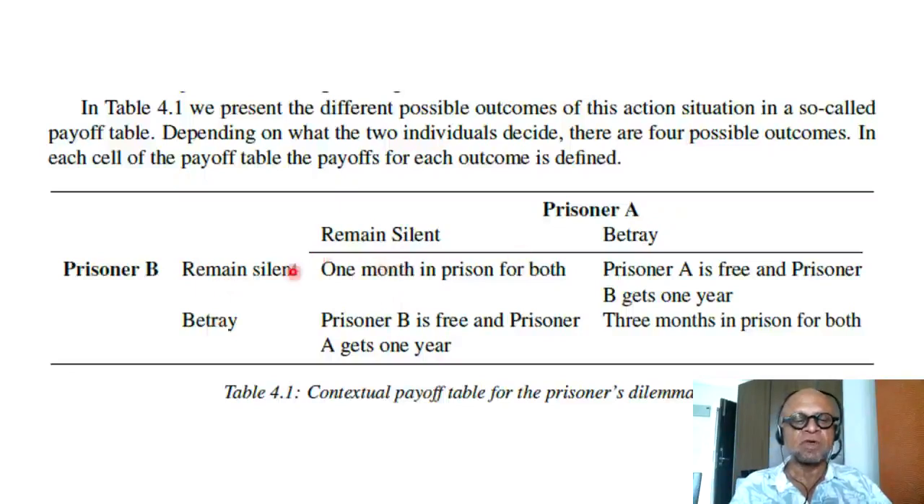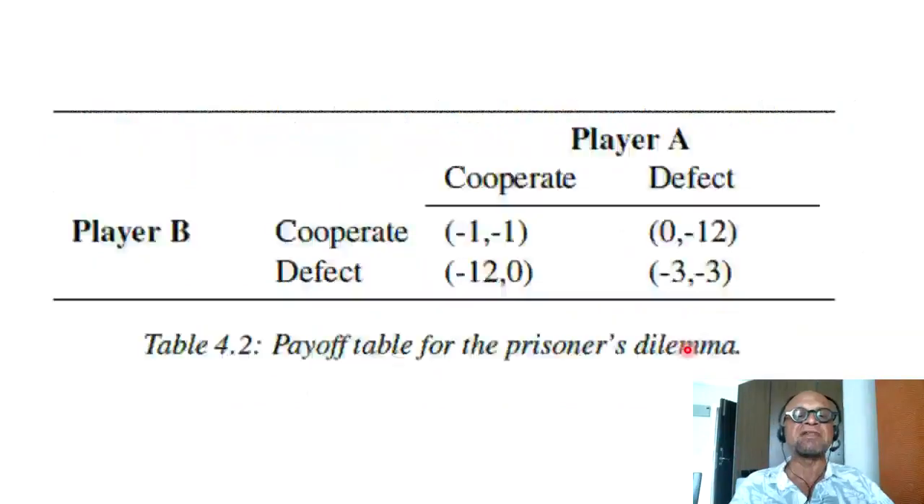So depending on what they do, if both remain silent, each gets 1 month in prison. If one remains silent and the other one betrays, then prisoner A is free for betraying the other, and prisoner B gets a 1 year sentence. So it's a big choice. In this case prisoner B betrays, so prisoner B goes free and prisoner A gets 1 year if prisoner A remains silent. But if both betray, then each gets 3 months in prison for admitting that they were involved in the plundering and disturbing peace.